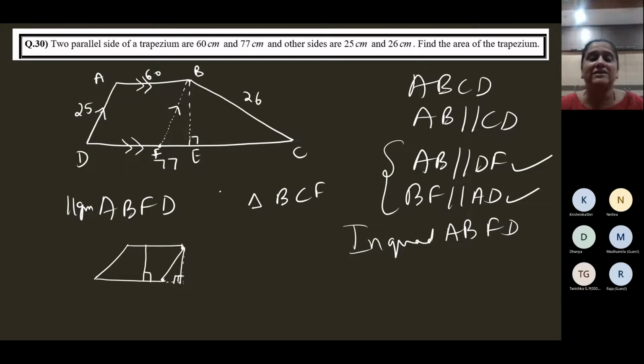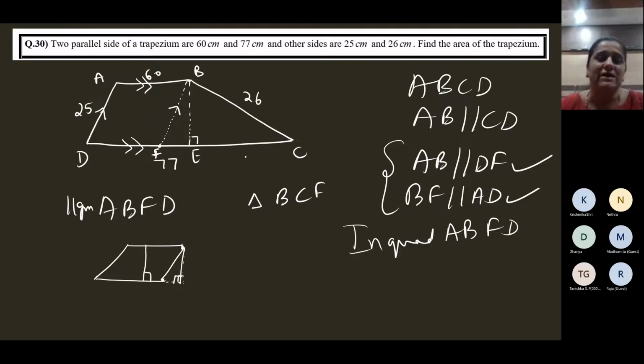Like that here, the line segment BE is the height of the parallelogram ABFD, is the height of the triangle BFC, and is also the distance between the parallel sides of the trapezium ABCD. Clear so far, children? Yes, ma'am.